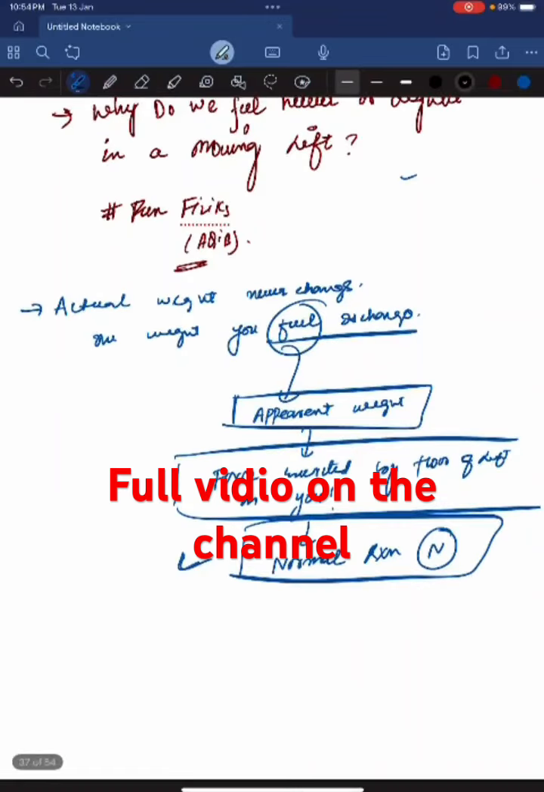Now we will discuss the different cases of how the weight you feel keeps changing. Let's discuss the first case, in which the lift is at rest, the lift is not moving.